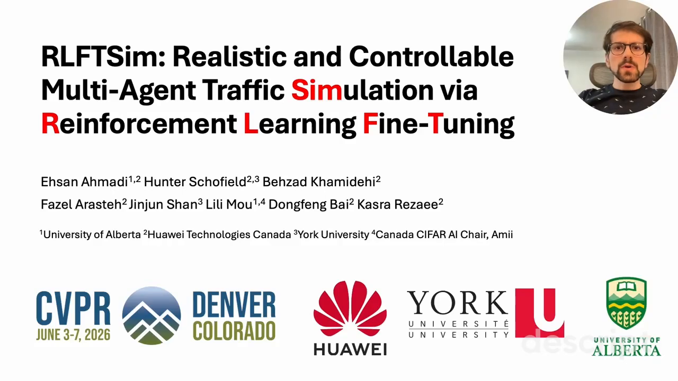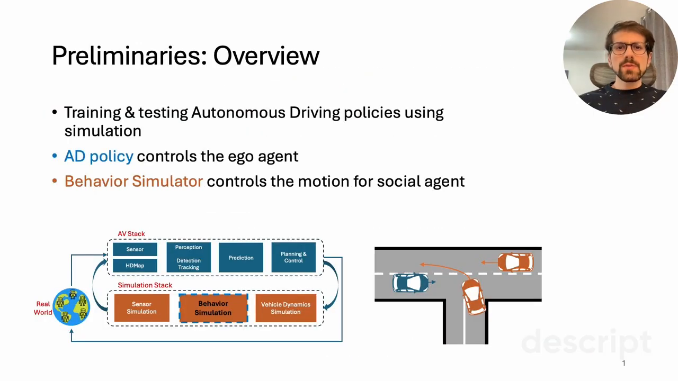In this video, I'm going to introduce our work RLFTSim, realistic and controllable multi-agent traffic simulation via reinforcement learning fine-tuning. In autonomous driving, simulation models are used for training and testing of policy models prior to their deployment in the real world. Here, behavior simulation plays a key role as, in response to the ego vehicle's action, it simulates the future actions for the rest of the agents in the traffic scene.